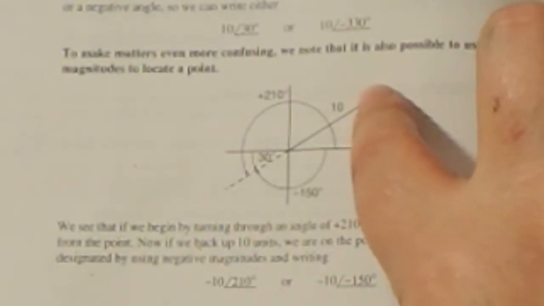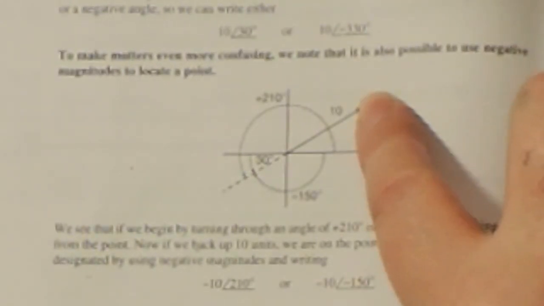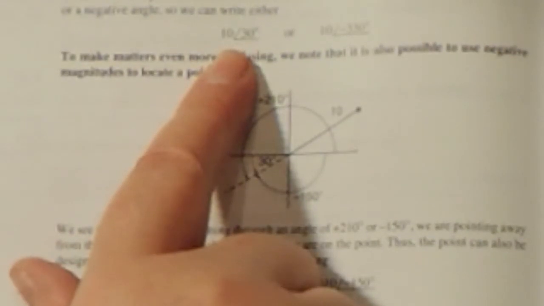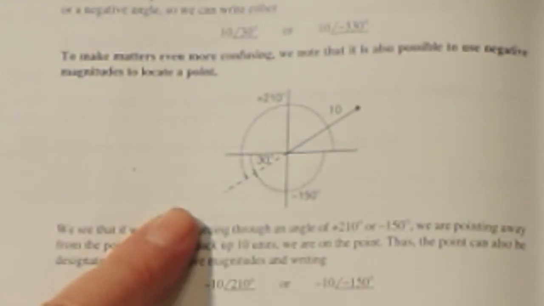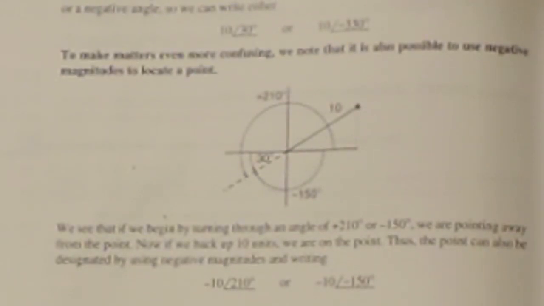So now we have 4 ways to describe this point. This point could be described as 10 at 30 degrees, 10 at -330 degrees, -10 at 210 degrees, or -10 at -150 degrees. Our rectangular coordinates will be the same for all 4 of those, but the vectors changed, so the polar coordinates changed too.